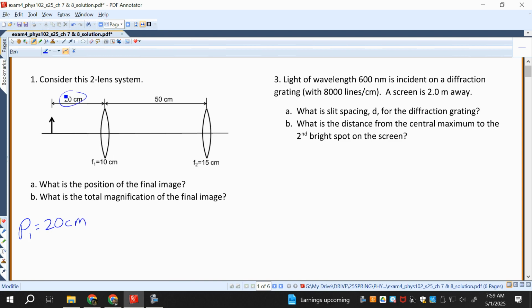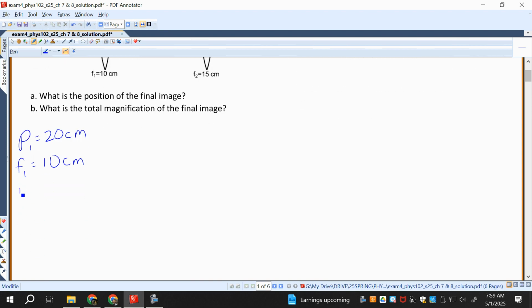That's this distance. F1 is equal to 10 centimeters. I'm going to solve that for Q. So I have 1 over 10 equals 1 over 20 plus 1 over Q. I'm going to change that 1 over 10 to 2 over 20 minus 1 over 20 is equal to 1 over Q. So Q is equal to 20 centimeters.